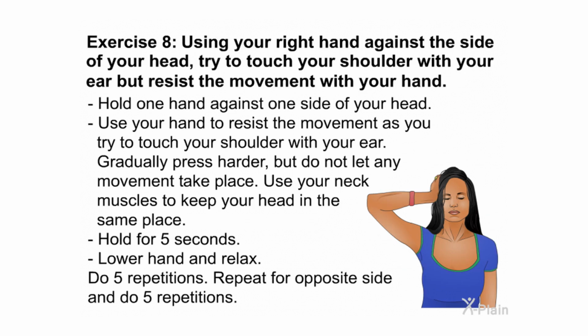Exercise 8. Using your right hand against the side of your head, try to touch your shoulder with your ear, but resist the movement with your hand. Hold one hand against one side of your head. Use your hand to resist the movement as you try to touch your shoulder with your ear. Gradually press harder, but do not let any movement take place. Use your neck muscles to keep your head in the same place. Hold for 5 seconds. Lower hand and relax. Do 5 repetitions. Repeat for opposite side and do 5 repetitions.